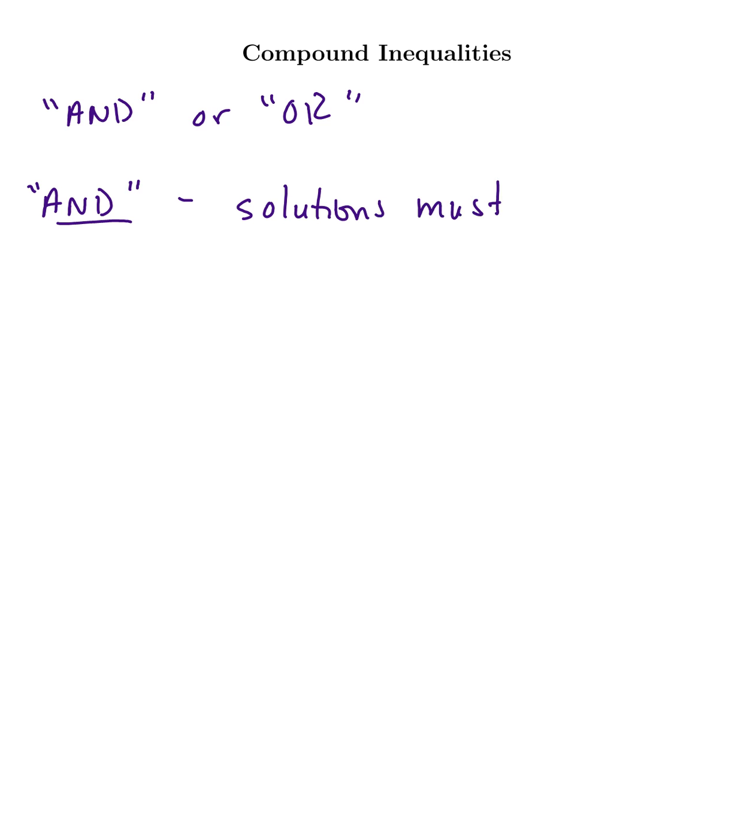Compound inequalities are inequalities joined by the words and or. Inequalities joined by the word and mean that solutions must satisfy both conditions.